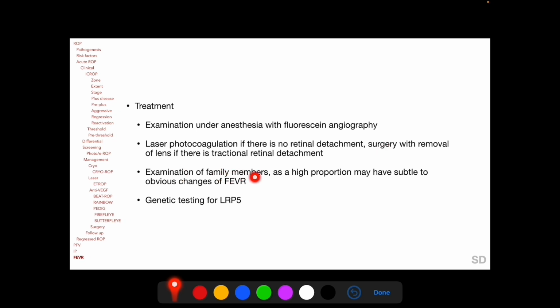Examination of family members of a patient with FEVR is important, as a high proportion may have subtle to obvious changes of FEVR, which is very important for diagnosing FEVR, and the name of FEVR includes familial. And genetic testing for LRP5 mutation is important, because FEVR patients with LRP5 mutation develop osteoporosis.